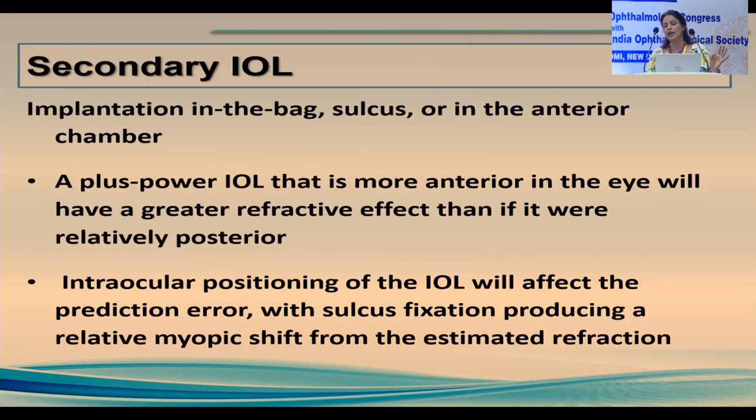For secondary IOL calculations, because there may be a lot of children who have been left aphakic at the time of primary surgery, it will totally depend upon whether you're able to place the IOL in the bag, in the sulcus, or in the anterior chamber. Remember, any lens placed more anterior in the eye will have a greater refractive effect than one placed more posterior. So your IOL power calculation will have to be done accordingly.